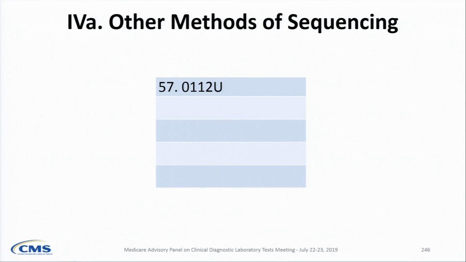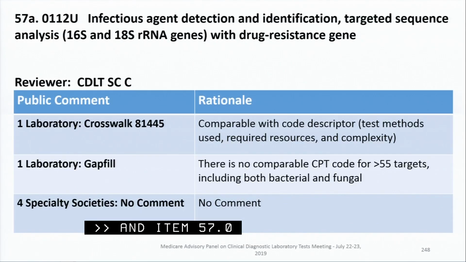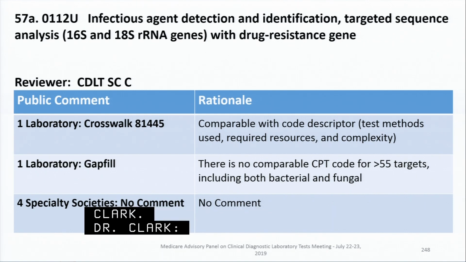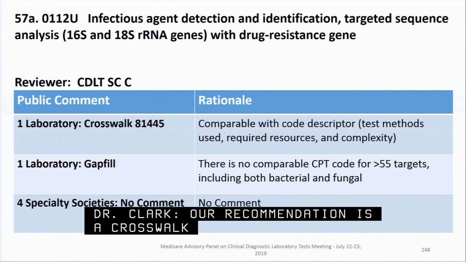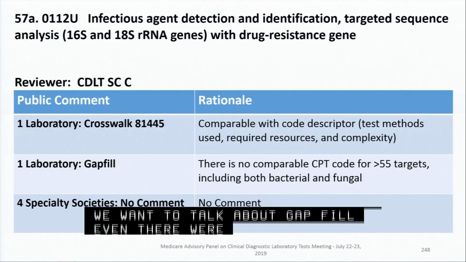All right, on to item 57, 0112U, and this is an infectious agent detection test, and this was reviewed by Dr. Clark's Subcommittee C. I'm going to turn it over to Dr. Clark. So our recommendation, which was a soft recommendation, is a crosswalk to 81445, but we did want to elicit or draw out some more discussion of the potential of gap fill, given there were no real comparable CPT codes for more than 55 targets, including both bacterial and fungal.